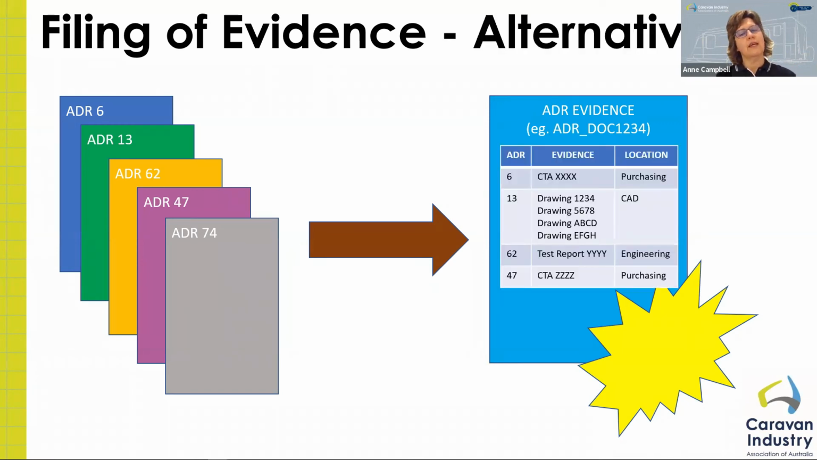Another variation on that theme would be to have an evidence document that lists the location of all the various pieces of evidence. This might be applicable if you already have systems within your business that store these pieces of evidence, for example, your drawings or your test reports. And so you might list for a particular ADR, a particular piece of evidence and where it's located so that you can readily find it if and when you need to, but you don't have to specifically collate hard copies of those evidence pieces if you already have them stored, especially electronically.